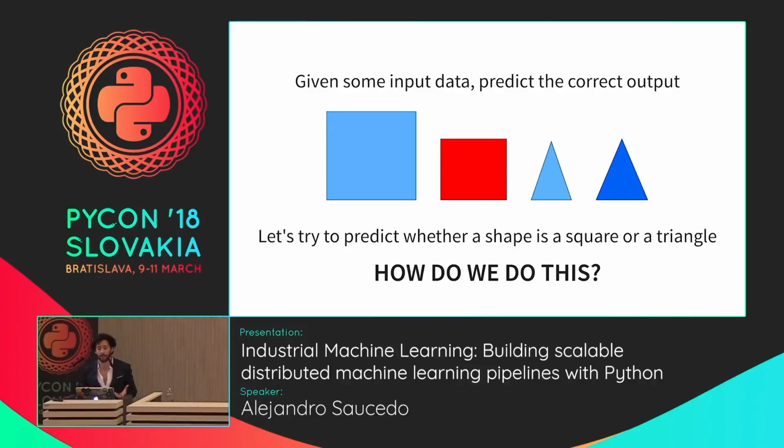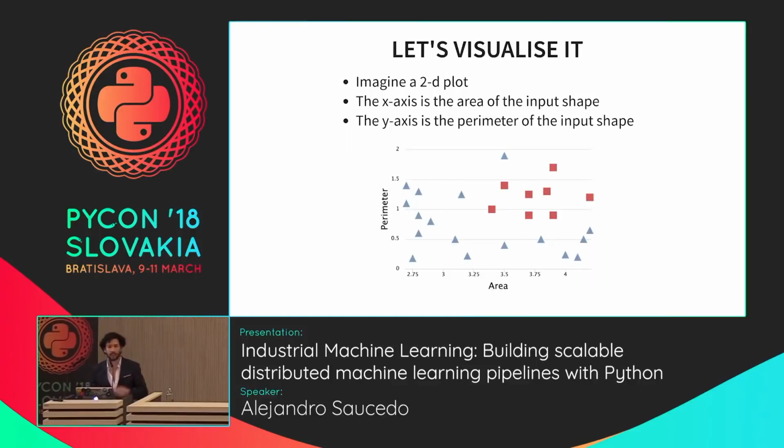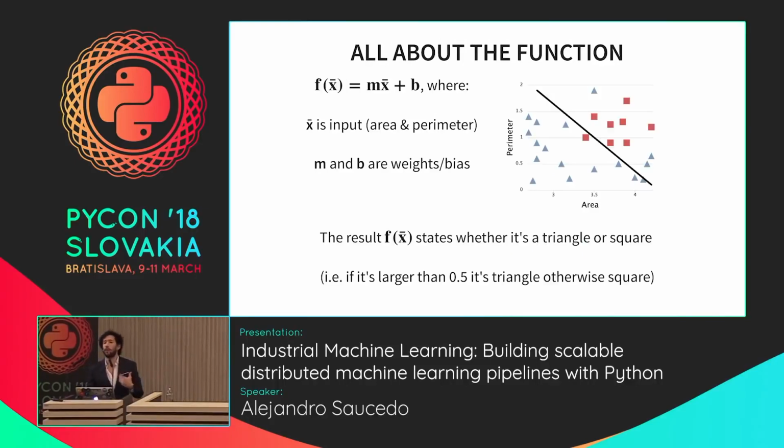To give an example, we're going to use squares and triangles, as simple as it is, to try to predict what shape it is. By visualizing it, if we imagine a two-dimensional plot where on the x-axis you have the area of the shape and on the y-axis you have the perimeter, you can see that in our feature space our shapes would be distributed. It's not accurate, but it would be distributed in a specific way, right? And this is what we would use as our feature space and our input, to create a function that allows us to fit this.